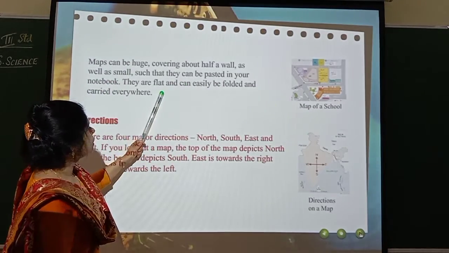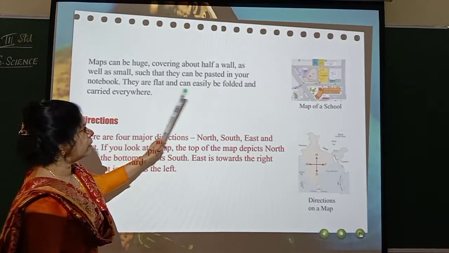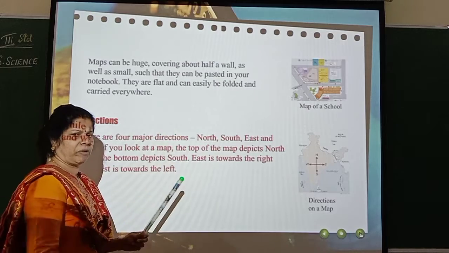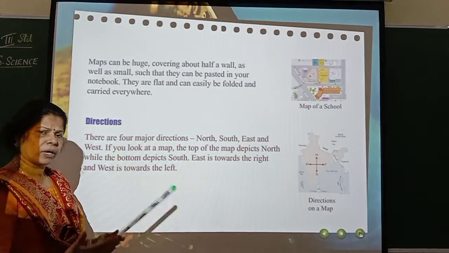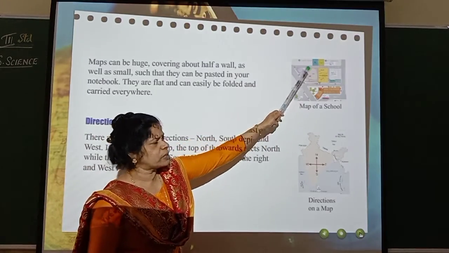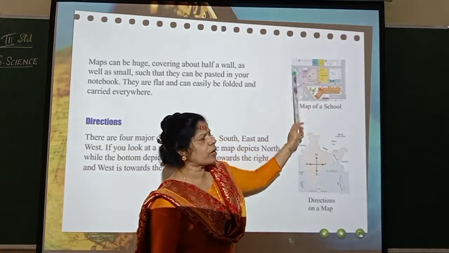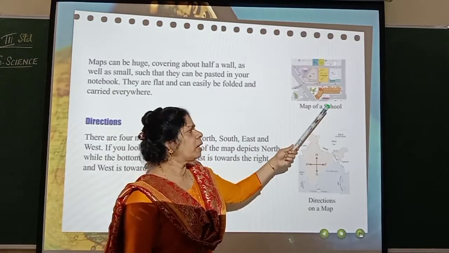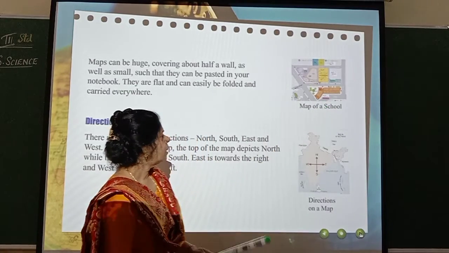They are flat and can easily be folded and carried everywhere. They can be folded, rolled and carried everywhere. Whenever you want to carry, you can carry it. So that is about the map. You can see here a map of a school. Here they have given only the drawing of a school. That's what I said. Even if you are constructing a house, you will have a map of your house.